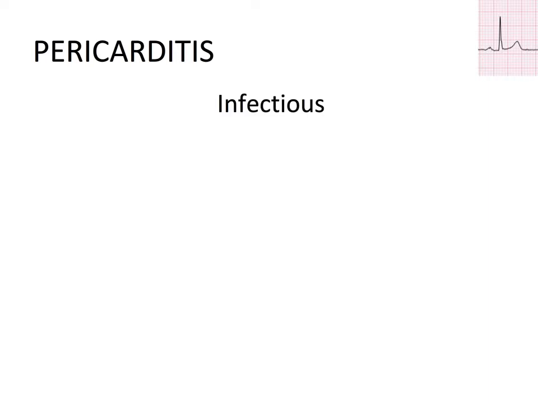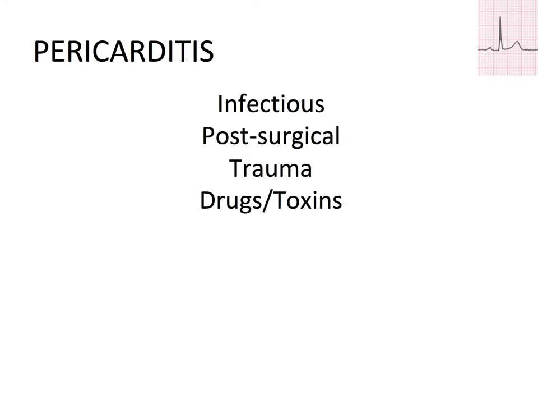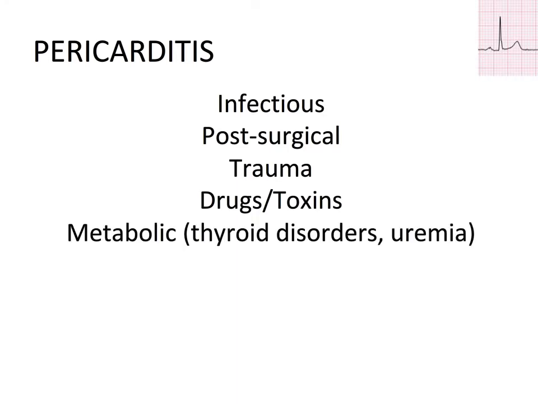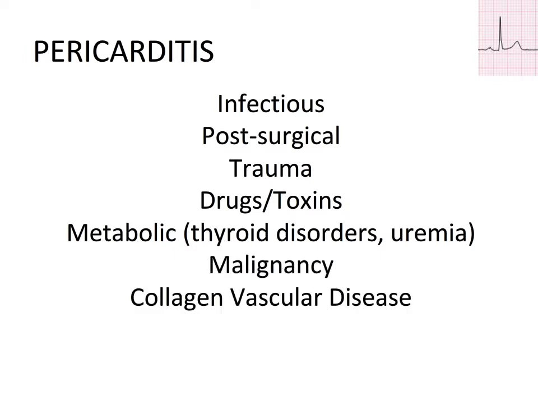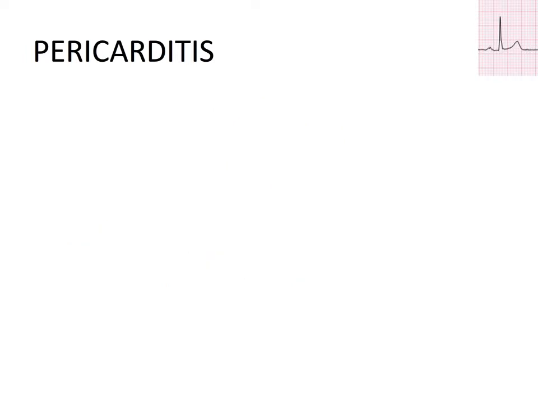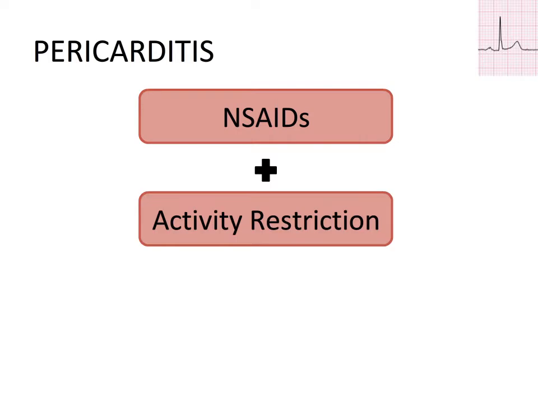It is often infectious, but may also be post-surgical, post-traumatic, or occur after exposure to certain drugs or toxins. It may be due to metabolic disorders like thyroid disease or uremia. It is also seen in patients with malignancies and collagen vascular disease. The remainder of cases are considered idiopathic. The majority of cases of pericarditis are treated with NSAIDs such as ketorolac and activity restriction. If this is unsuccessful, steroids may be necessary.